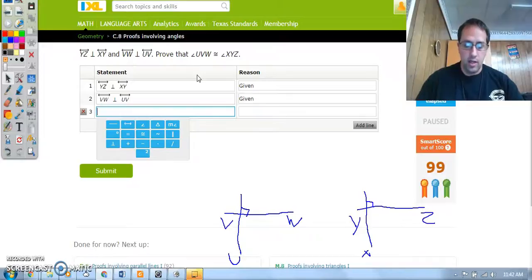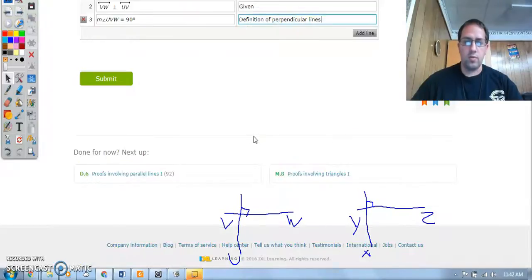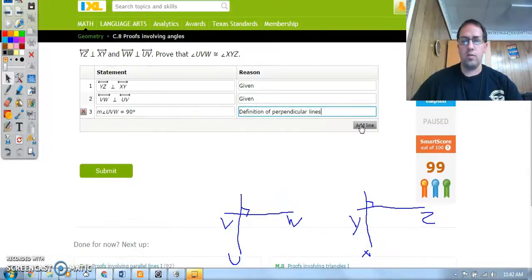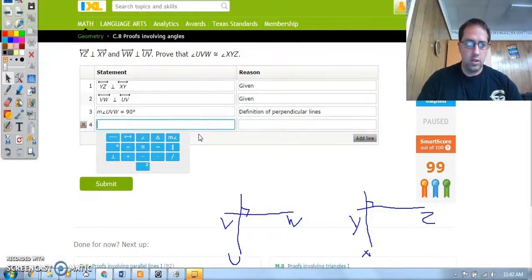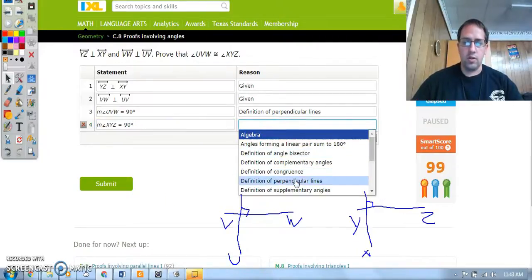So we can say that the measure of angle UVW equals 90 degrees. And we can say that because we know that these are perpendicular lines. We've said that they're perpendicular lines, so we can use it. We also need to say that the measure of our other angle there, so angle XYZ, equals 90 degrees. And again, because it is a perpendicular line.